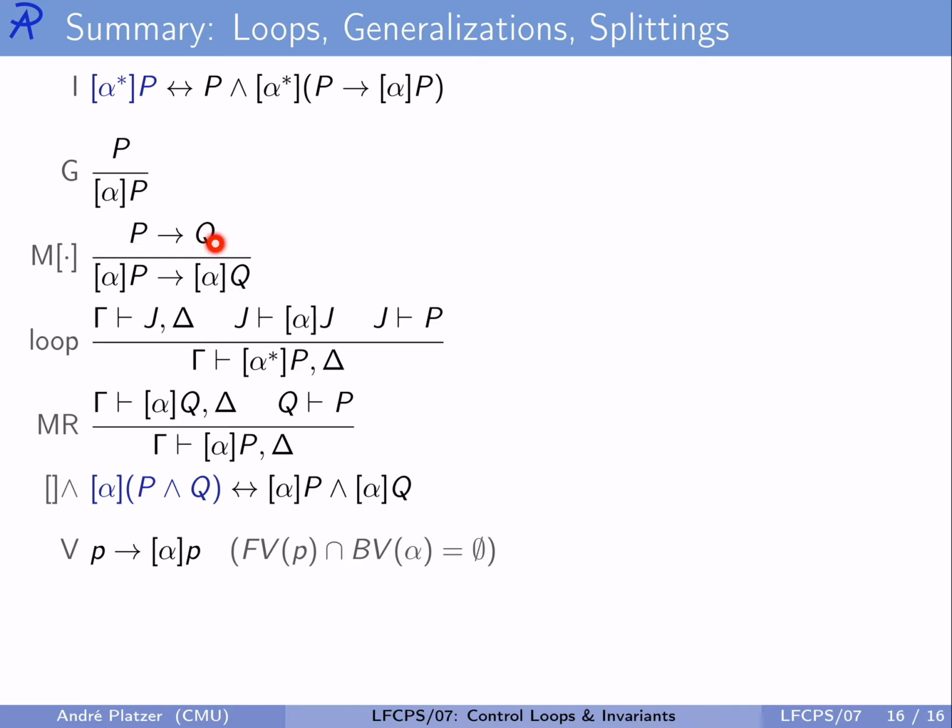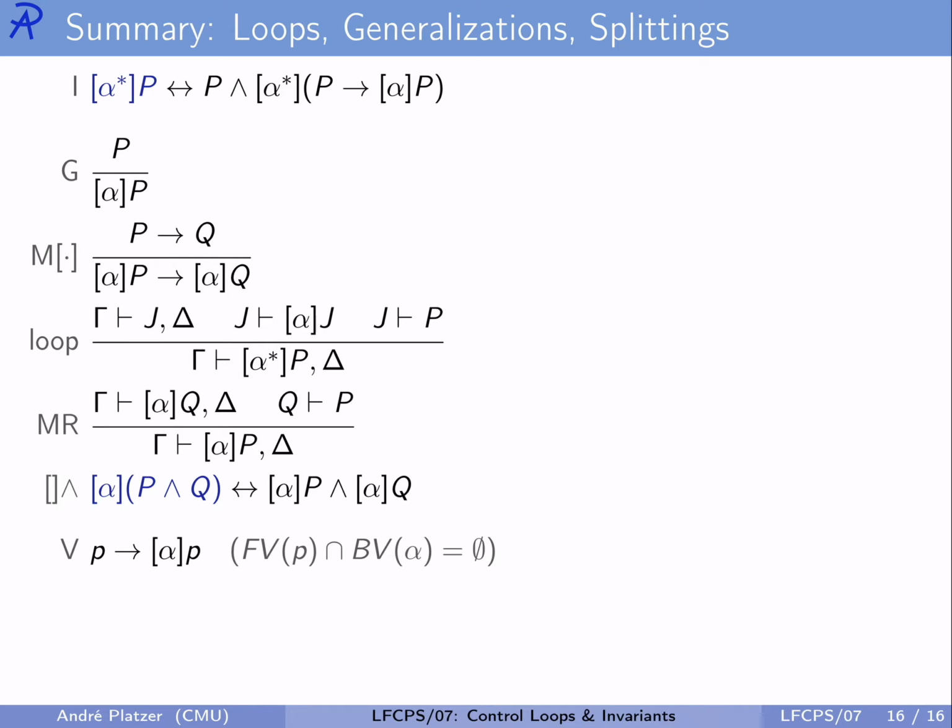If P implies Q, and we have a proof of that, then if P is true always after running alpha, then Q is also true always after running alpha, because whenever P is true, Q is true anyhow, and since P is always assumed to be true after running alpha here, we can easily see that Q is always true after running alpha as well. Now, this means Q is easier to satisfy than P because P implies Q.